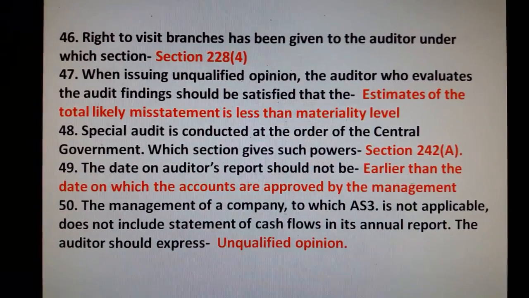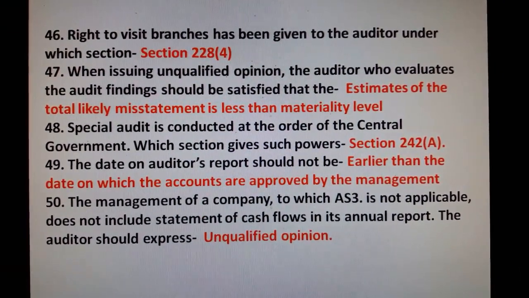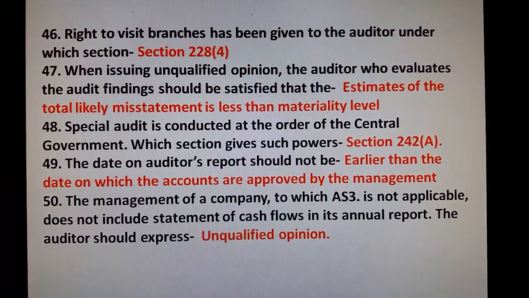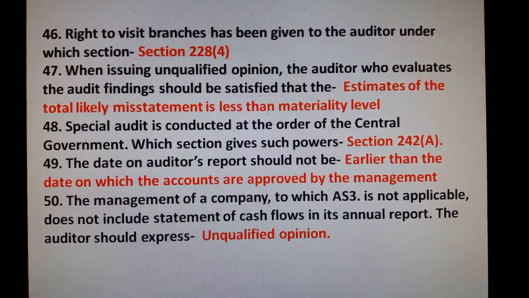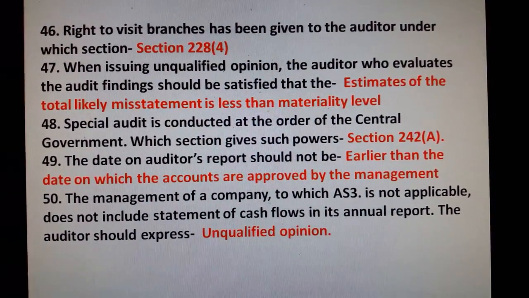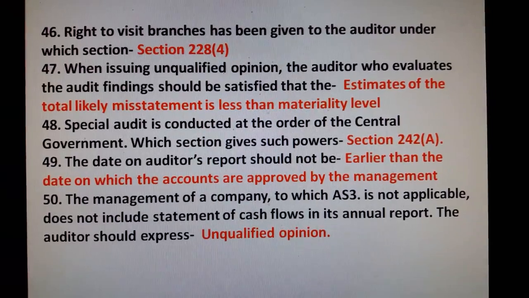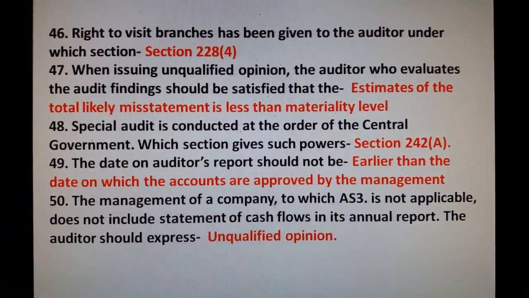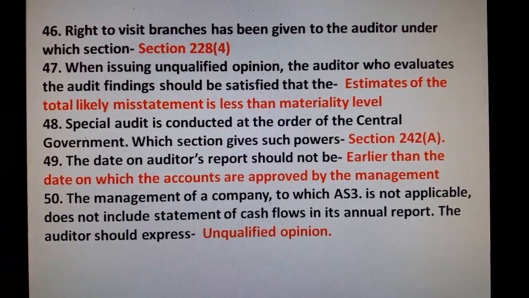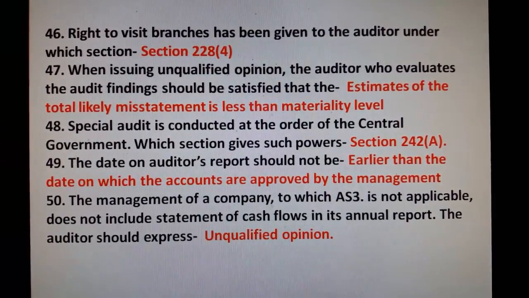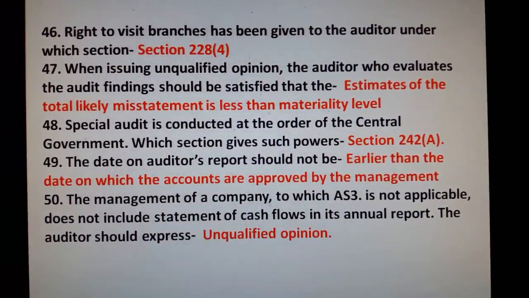Section 233A. The date of auditor's report should not be earlier than the date on which the accounts are approved by the management. Question number 50. The management of a company to which accounting standard 3 is not applicable does not include statement of cash flow in its annual report. The auditors should express unqualified opinion.